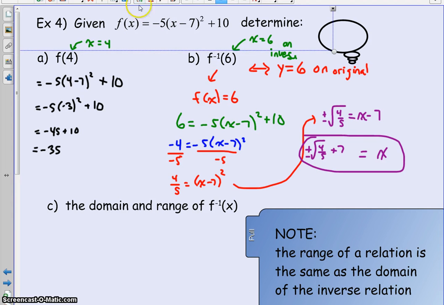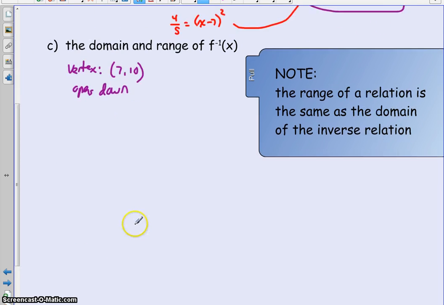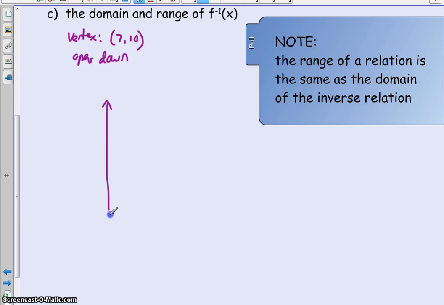Looking at our original function, we already know a lot about this. I already know just by looking at it that my vertex is at 7, 10, and that I open down. So I can make a quick little sketch of this: 7, 10 for my vertex in the top right quadrant, and I open down. It's a very bad drawing, but I can just get a general sketch here.